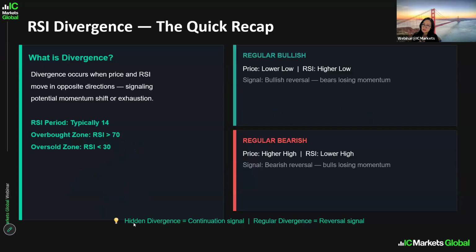For the hidden divergence, hidden divergence is very rare, but whenever you spot a hidden divergence, it is a continuation signal. It is very rare, but it's very powerful. Regular divergence is for a reversal signal. Whenever you spot hidden divergence, it signals continuation of the trend.